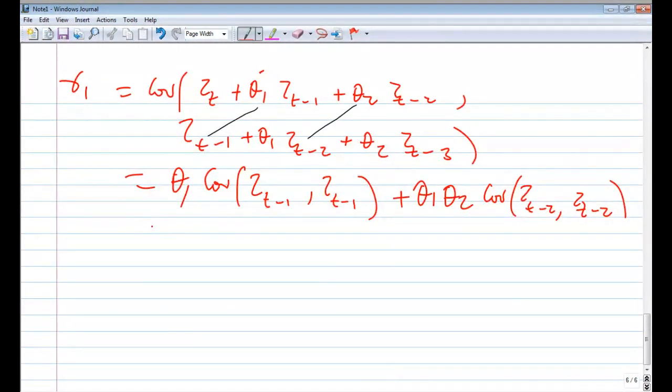Okay. So now, theta 1 covariance of zt minus 1, zt minus 1. It's like theta 1 times the variance of zt minus 1, and the variance of zt minus 1 is sigma squared z. So the first part is going to be theta 1 sigma squared z. I think we're together. So theta 1 times theta 2 covariance of zt minus 2, zt minus 2. That is like the variance of zt minus 2, and the variance of zt minus 2 is like what? Sigma squared z. Yes. So now we are going to have theta 1 theta 2.